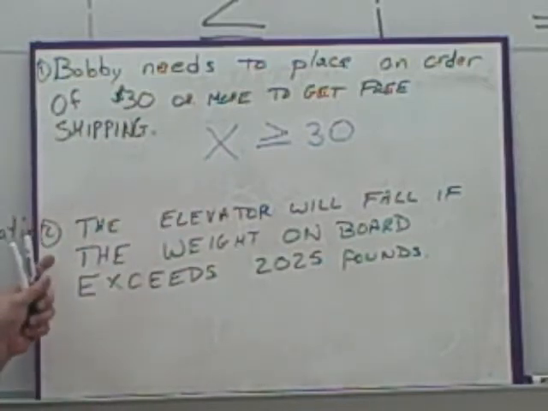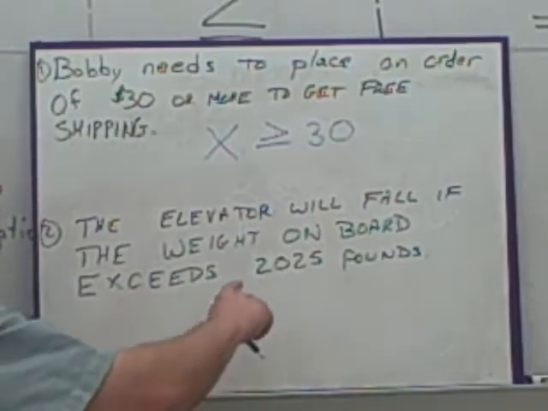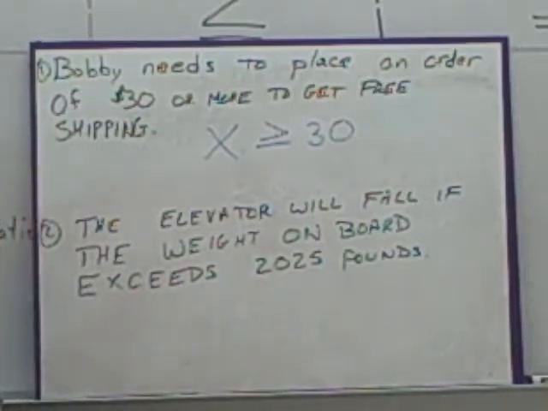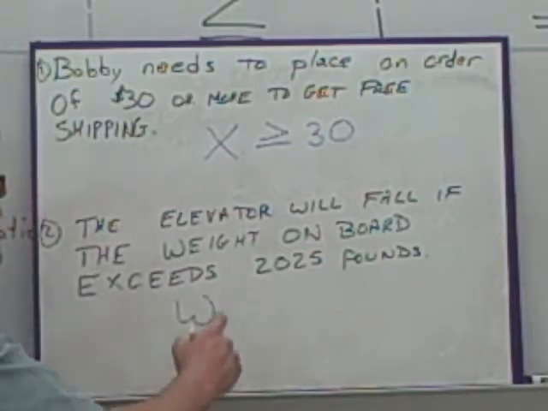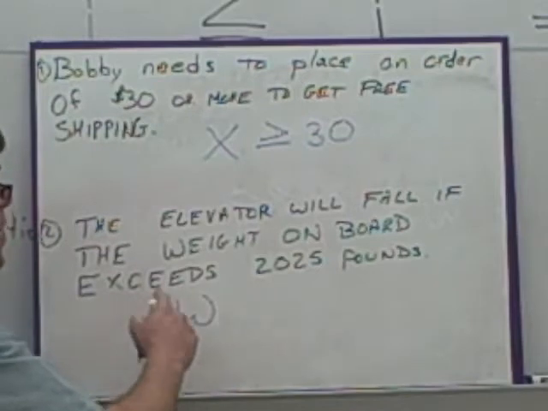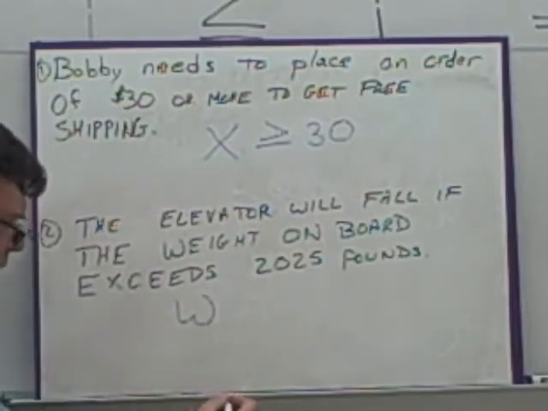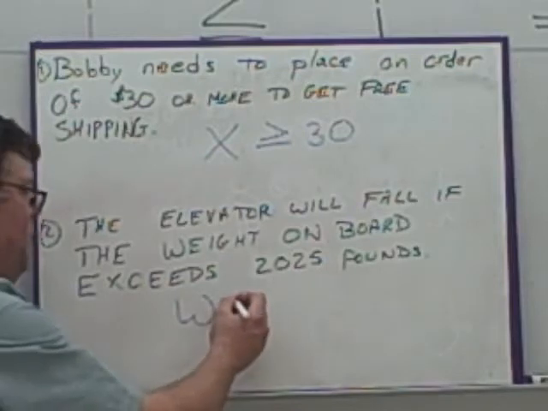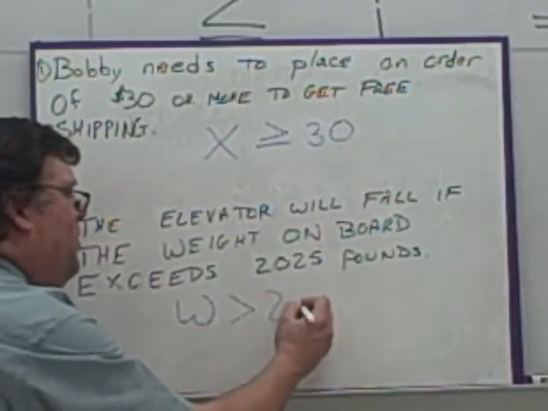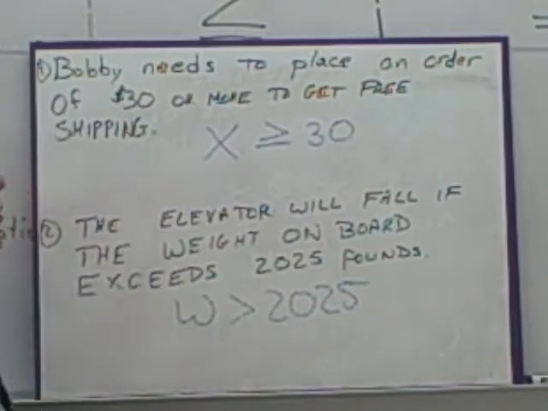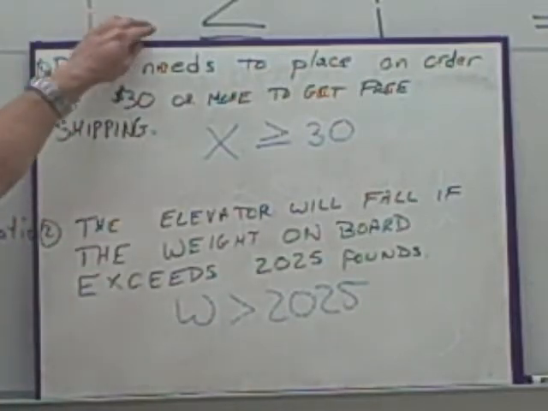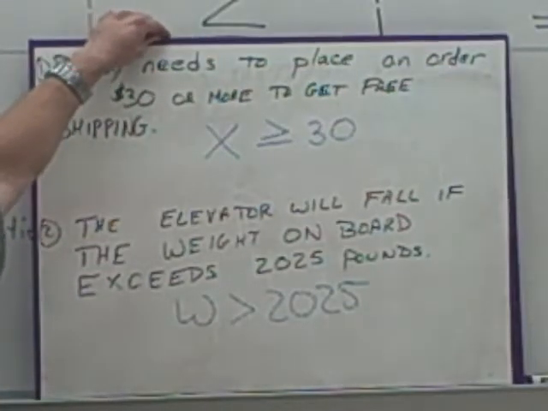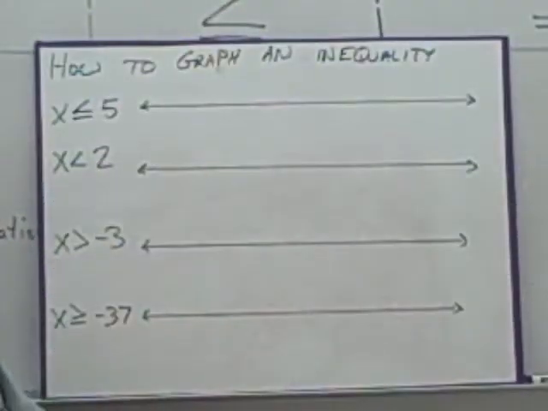Over here, the elevator will fall if the weight on board exceeds 2,025 pounds. Well, weight we don't know, let's call that W. And exceeds was a key word for greater than. So the weight has to be greater than 2,025 pounds in order for it to fall. Not necessarily equal to it, but it has to be greater than the 2,025 pounds in order to fall. So that's how we translated that text into an inequality.